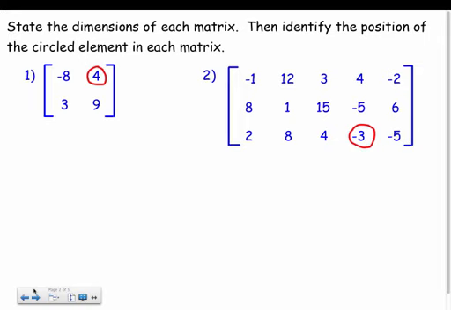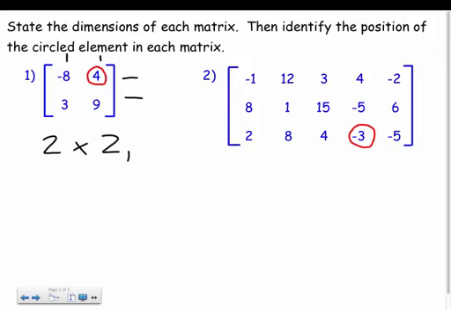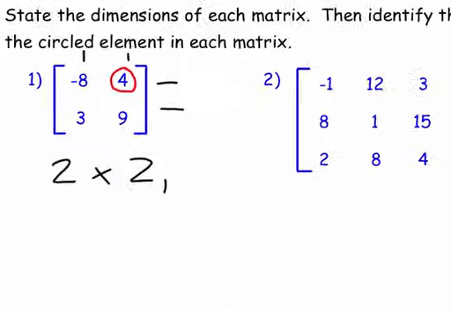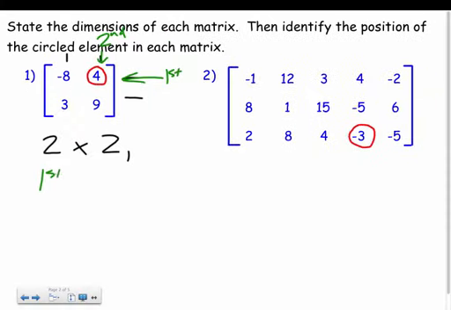So let's use that information. We're going to state the dimension of the matrix. Let's do that for number 1. Let's state the dimension. Well, there's 2 rows, 1, 2, and 2 columns, 1, 2. So I say it's a 2 by 2 matrix. Okay, then identify the position of the circled element in each matrix. Well, if I look, this number 4 is circled. It's in the first row, and in the second column. So that's all I would say: row 1 and column 2. That's all there is to it.